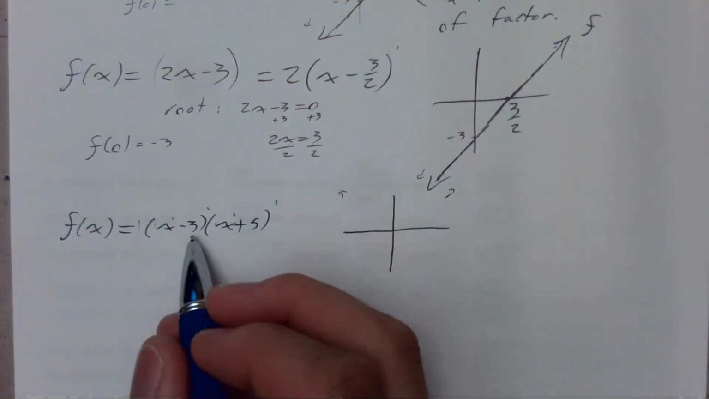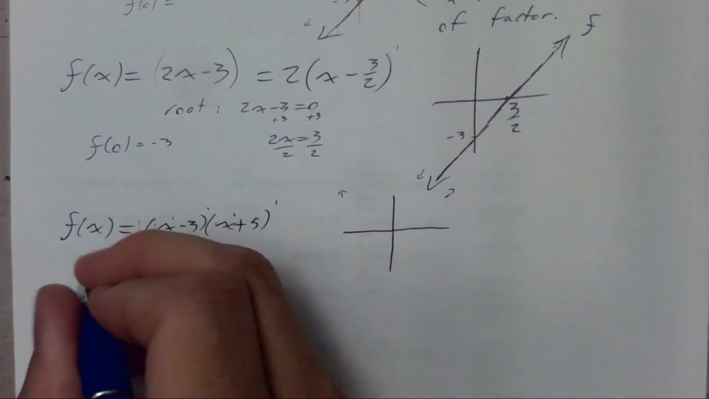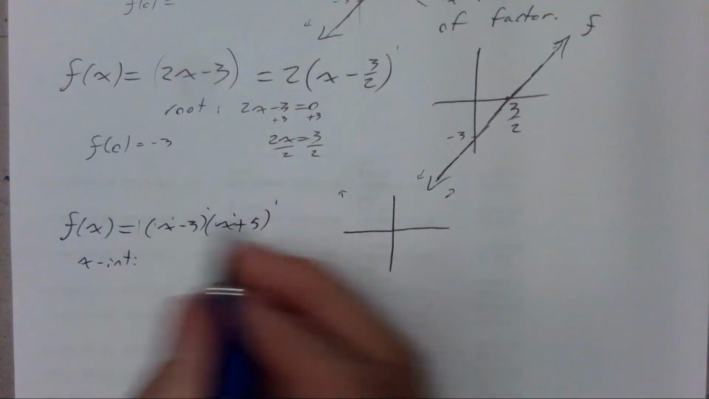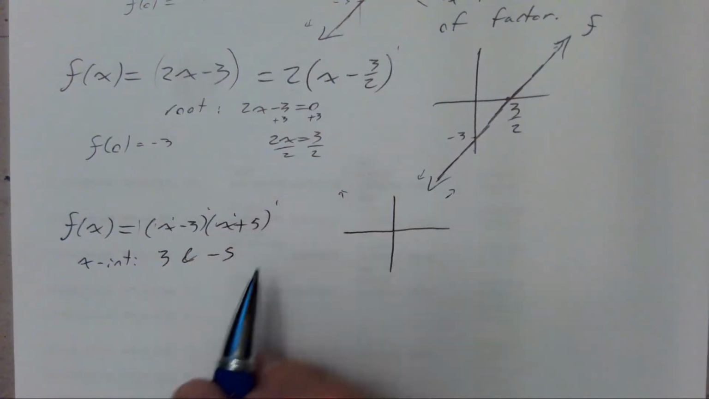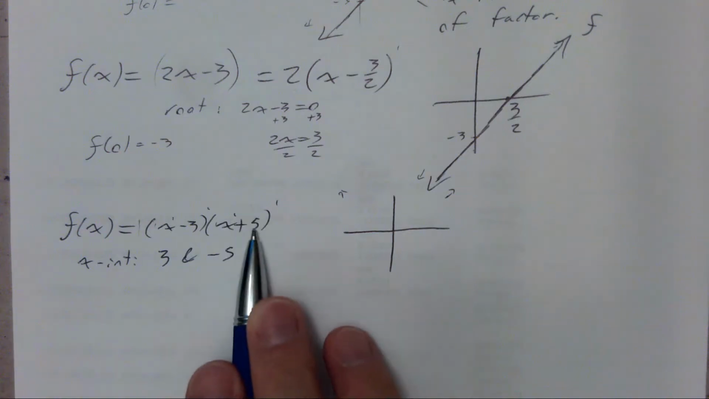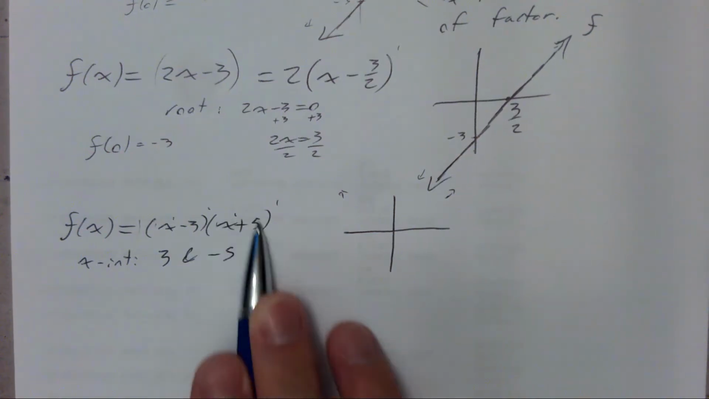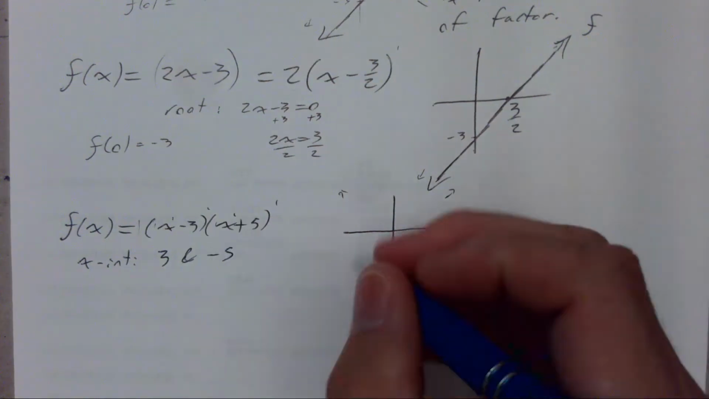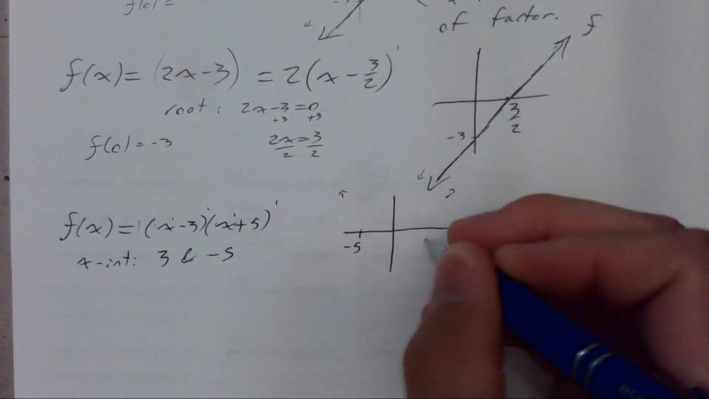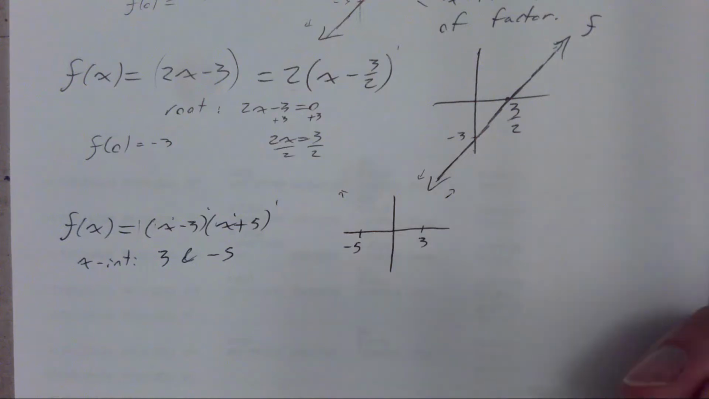This curve is going to have two x-intercepts. My x-intercepts are going to be the roots of these factors. My x-intercepts are going to be 3 and -5. Again, I'm not just memorizing, it's the opposite of that sign. I'm thinking what number would make this factor 0. The number that would make this factor 0 is -5. So I'm going to put an x-intercept at -5, and an x-intercept at +3.